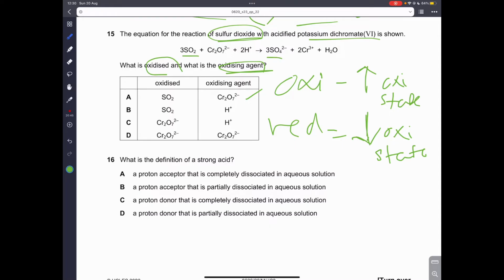Now we see that SO3 is going to become SO4. There is an increase in oxidation state, because look at the oxygen, there are 3 oxygens and then 4 oxygens there. A gain in oxygen means oxidation. And the oxidizing agent, which is the chromium compound, is going to be reduced. So A is the correct answer.